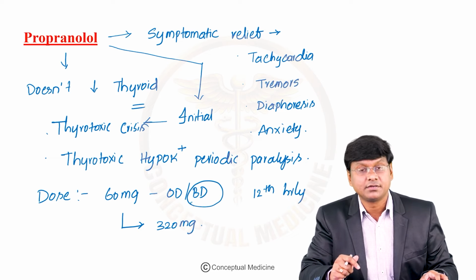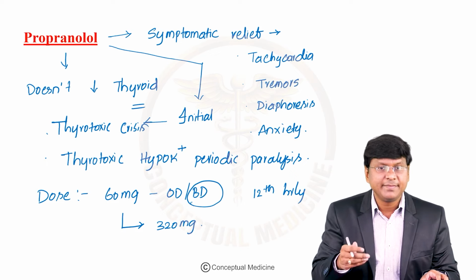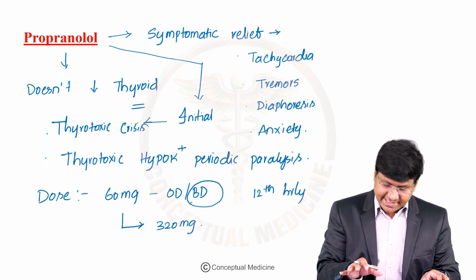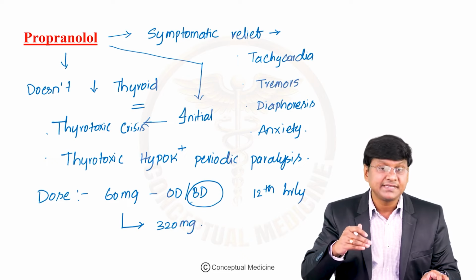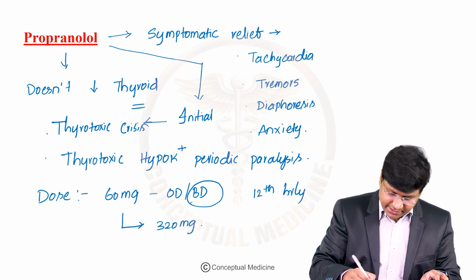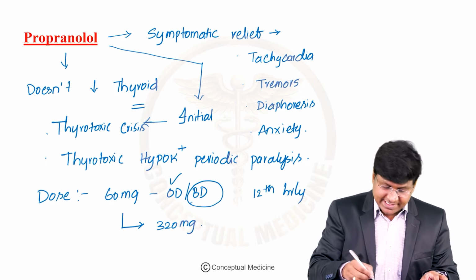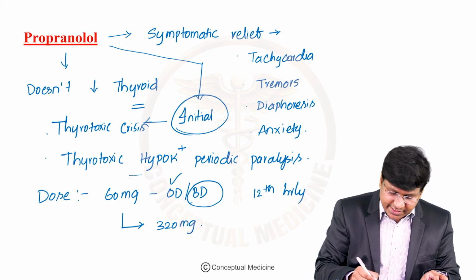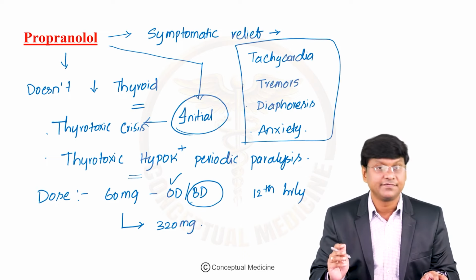Why is it given every 12 hourly? Because of the short half-life. So there will be accelerated metabolism of propranolol initially. So that is the reason why you need to give twice daily. But later, once the hyperthyroidism improves, then you can give once daily. So that is about the story of propranolol. So that is the initial treatment of choice in thyrotoxic crisis and thyrotoxic hypokalemic periodic paralysis. And this is mainly for symptomatic relief.